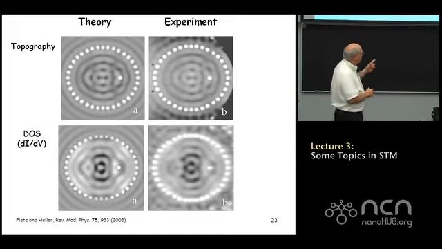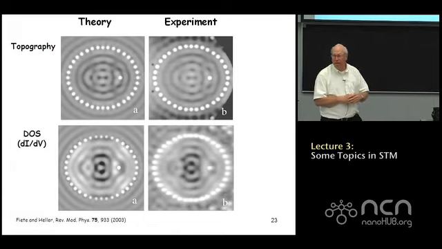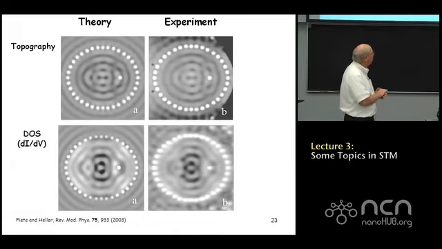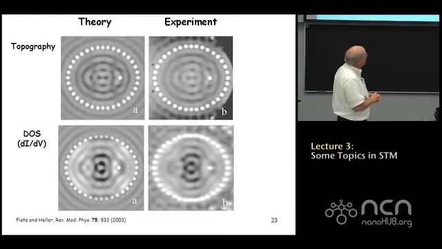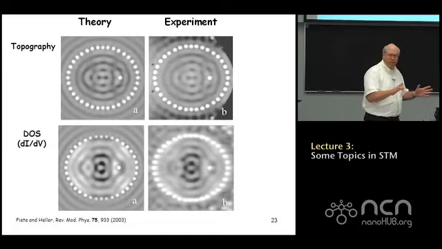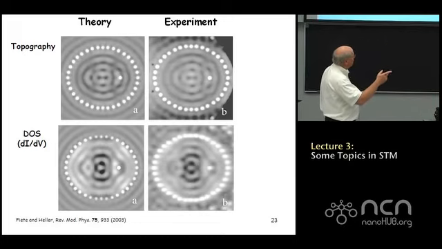And I looked at Fiete and Heller's paper in Reviews of Modern Physics. They actually worked out the theory and compared the theory to the experiment. So first, let's just do the empty corral, the corral without any atoms placed at the focal point. So the top image is the topography. What you would expect theoretically, taking everything into account that you can possibly take into account. And then on the right is what you would measure experimentally.